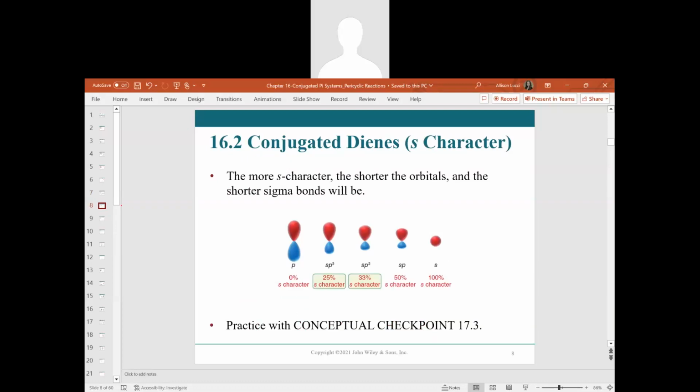And that is further explained here, right? The shorter the orbital, the shorter the sigma bonds will be. So that's what we see between our sp3 in that ethane single bond that we saw on the previous slide versus our diene that had those sp2 hybridized orbitals. So the increase in s character causes the shorter bonds.